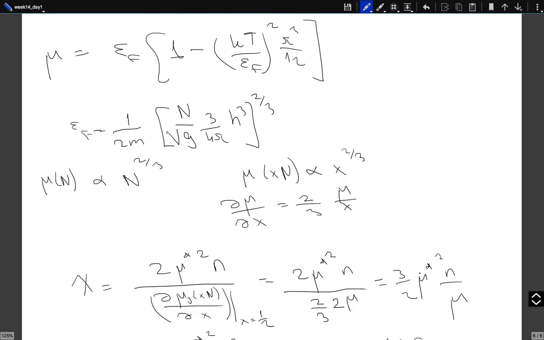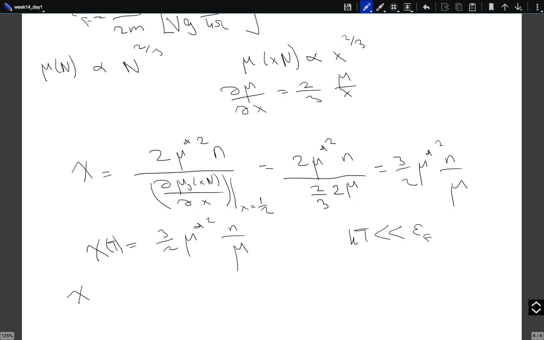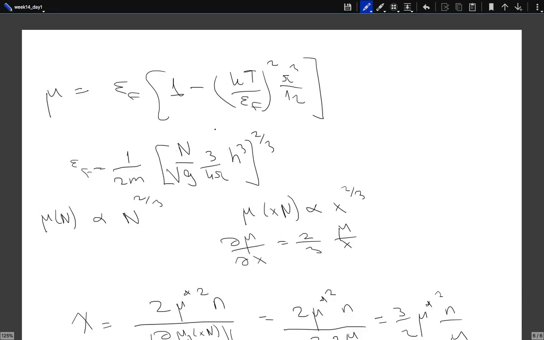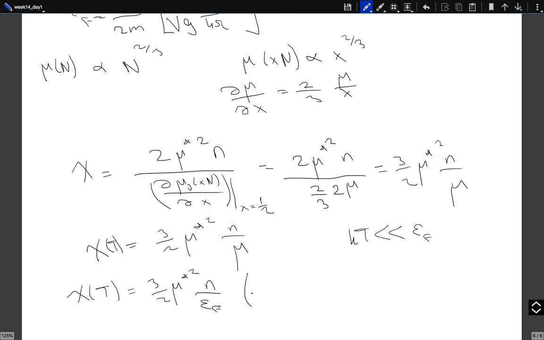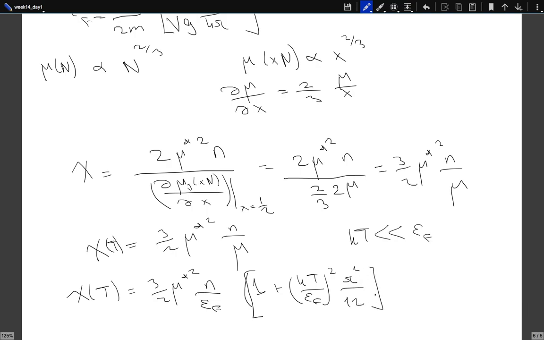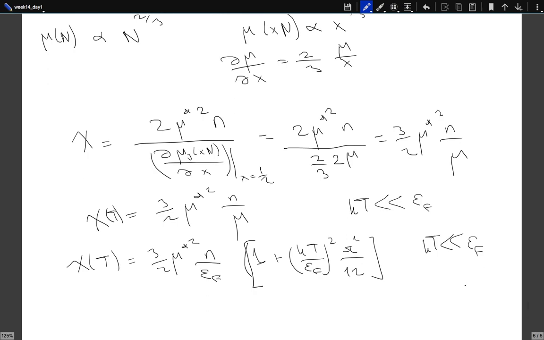Well, I know how mu changes with temperature. So if you like, we can just say that chi is equal to 3/2 mu star squared n over epsilon Fermi. Now 1 over mu is 1 over this number. This is a very small correction. Let's just put the plus: instead of this minus, it just becomes a plus if we make an expansion. 1 plus kT over epsilon Fermi squared times pi squared over 12. Now we already recovered the zero temperature limit, and we also know the correction to it.